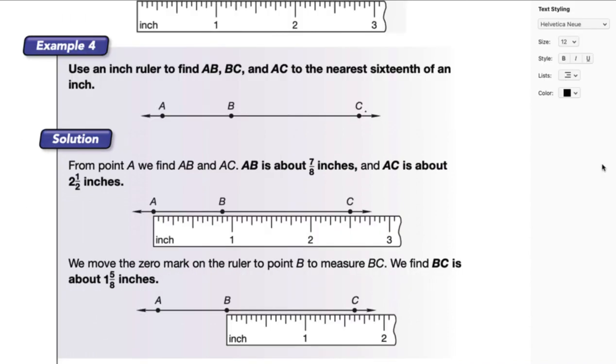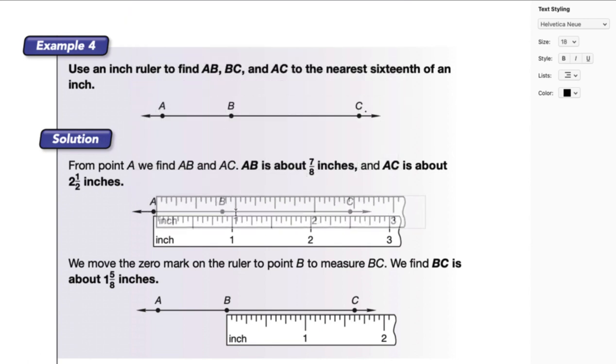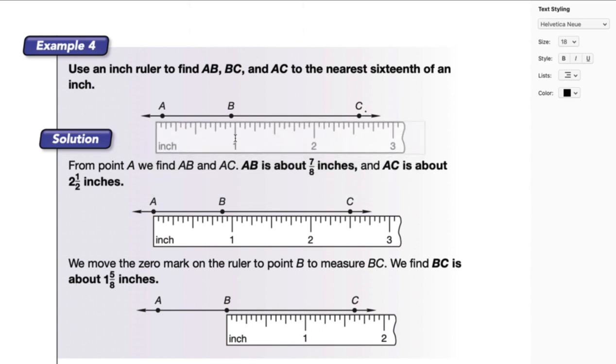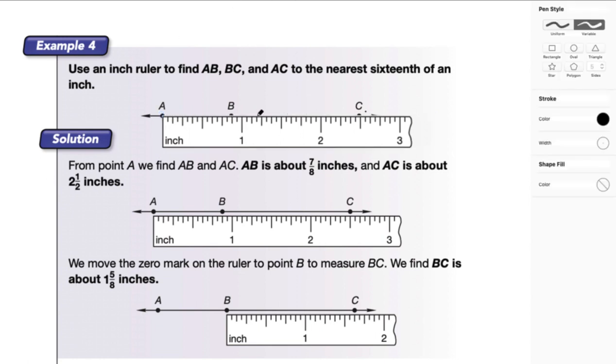So here in example 4, we're going to do a little bit of measuring. It says use an inch ruler to find the length of AB, BC, and AC to the nearest 16th of an inch. So I copied this inch ruler and I hope that it's kind of okay. Let's see. If we're going to measure this, let's do AB first. We're going to start right there at AB. They said 16th of an inch because we need to use something that's broken down into 16ths, and we happen to have that here. So there's 16 little bits in here.